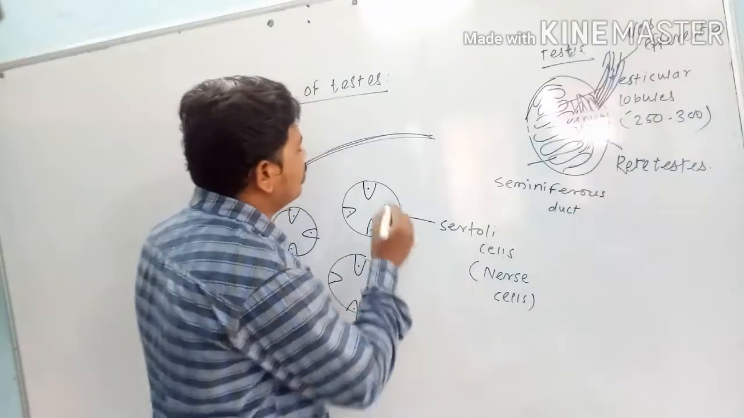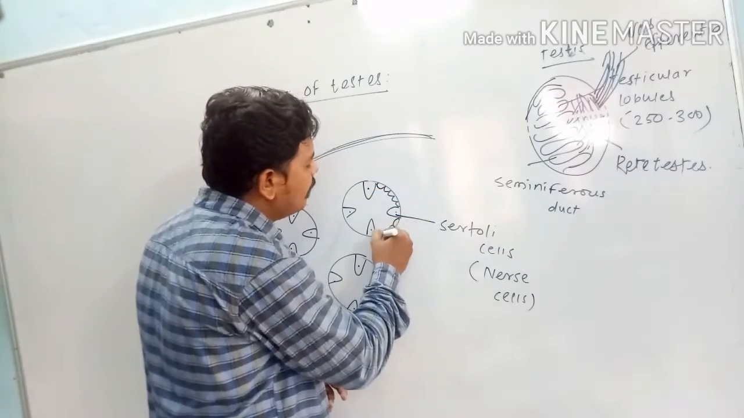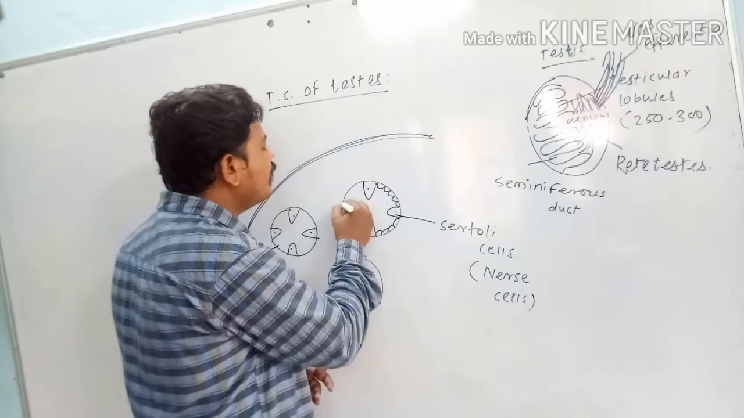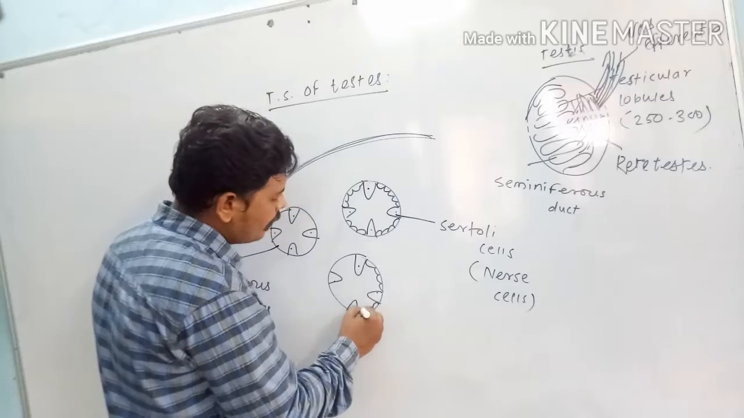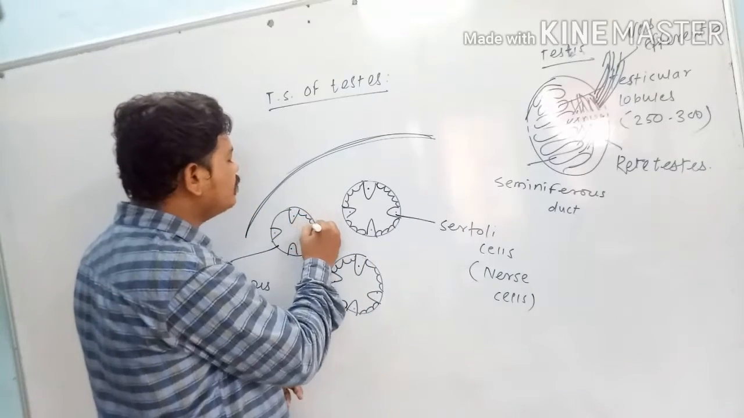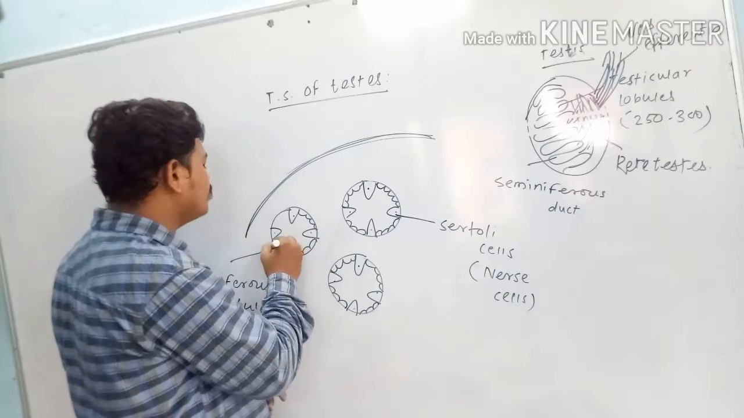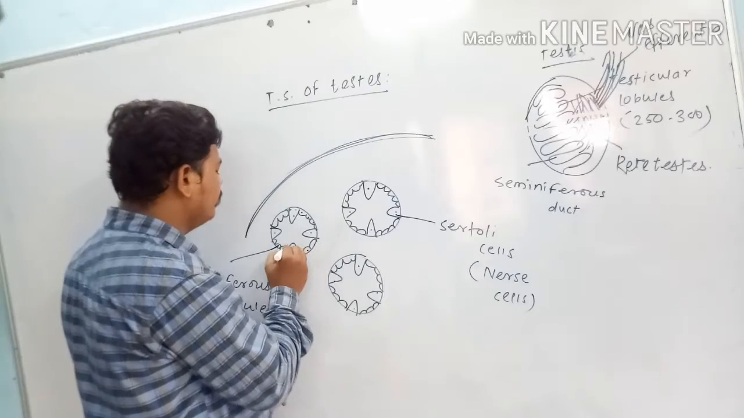Now this is one type of cell. Now see another type of cell. Another type of cells is present on the basement membrane, or inner lining, of the seminiferous tubule. These cells are called cuboidal germinal epithelium. Which type of cells? Cuboidal germinal epithelium.